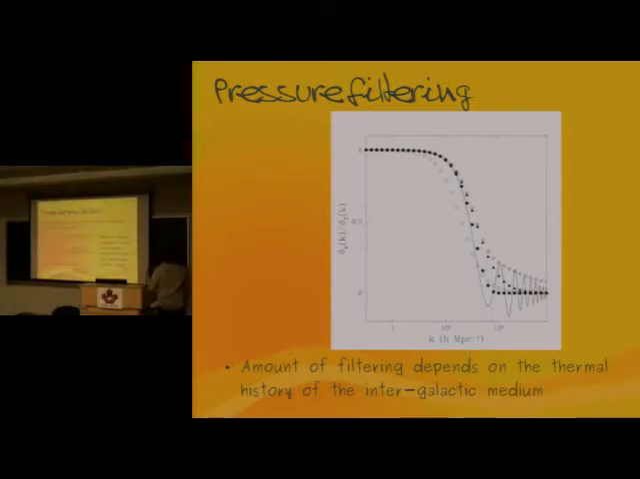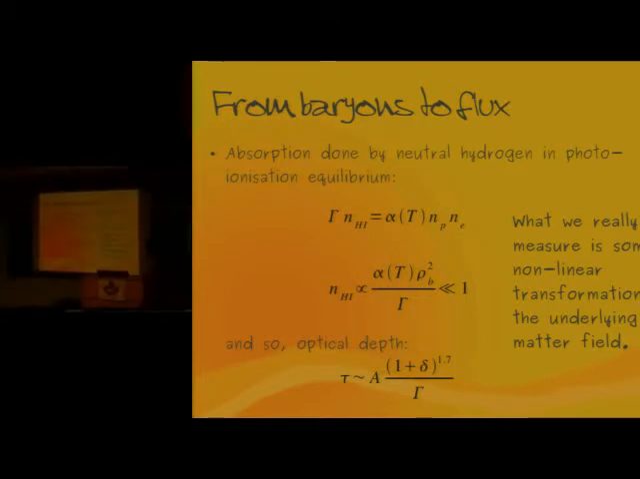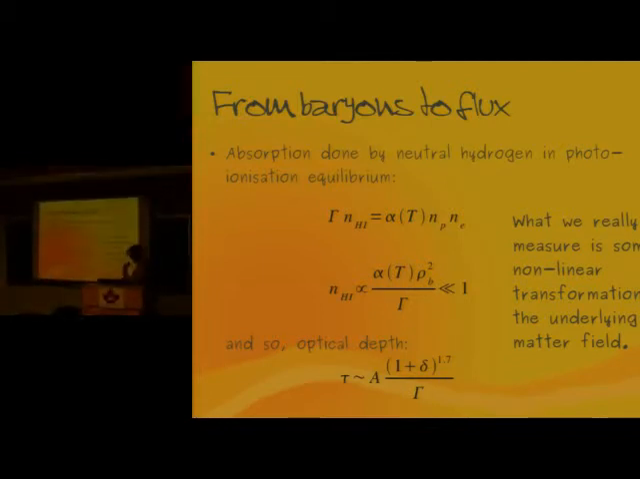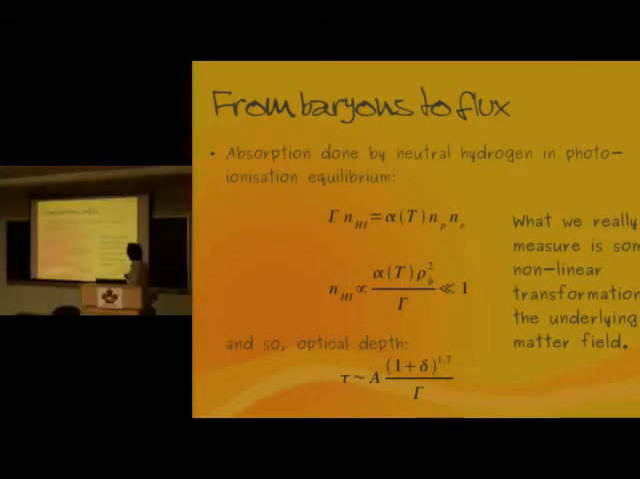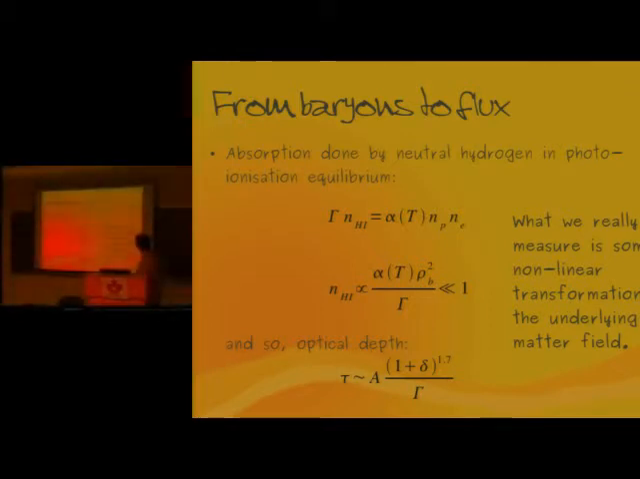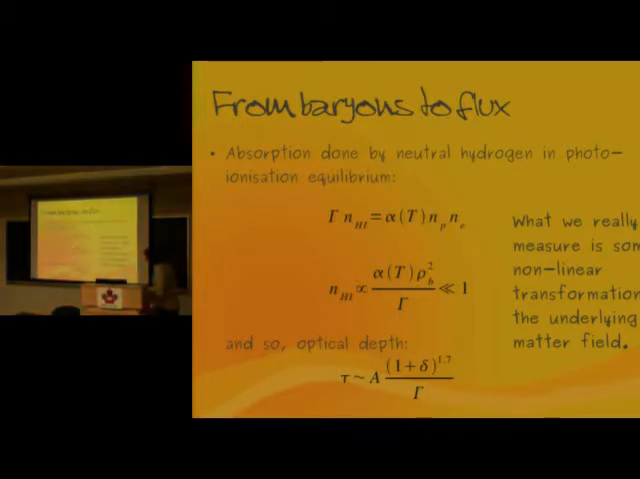Once you know what baryons do, you can calculate how much neutral hydrogen you have via a very simple prescription, assuming that neutral hydrogen and ionized hydrogen are in photoionization equilibrium. In other words, the amount of recombinations exactly balances the amount of photoionizing photons floating around. Because recombination is proportional to the square of the local density, it's a two-body process, the amount of neutral hydrogen is roughly proportional to rho squared. But in fact, this recombination coefficient has some temperature dependence. So the number of neutral hydrogen atoms, and therefore the optical depth, goes roughly as (1 plus delta) to the 1.7, where delta is the dark matter delta.